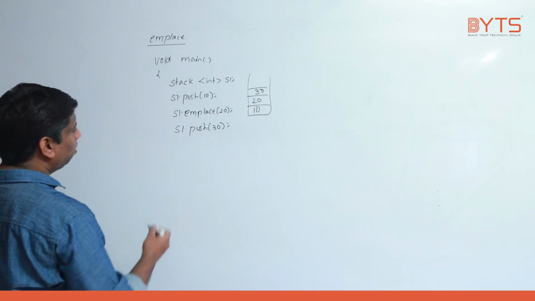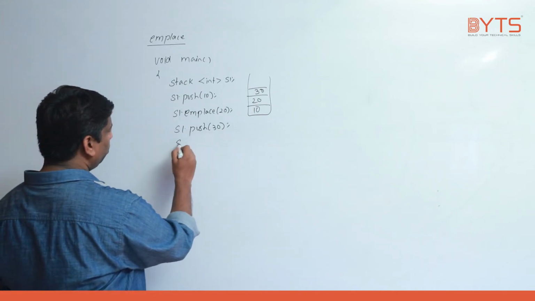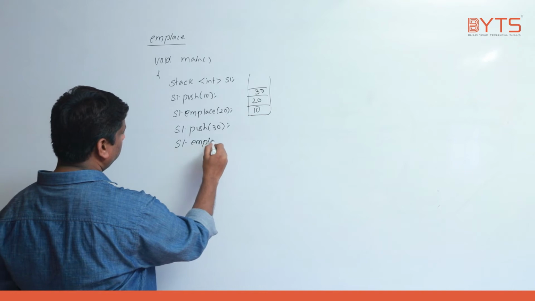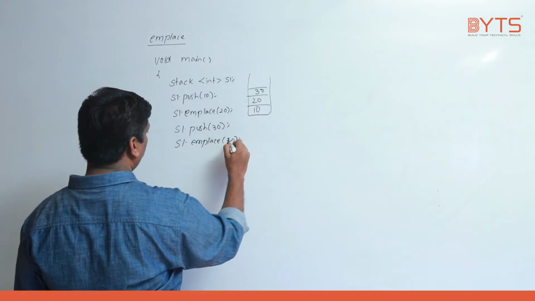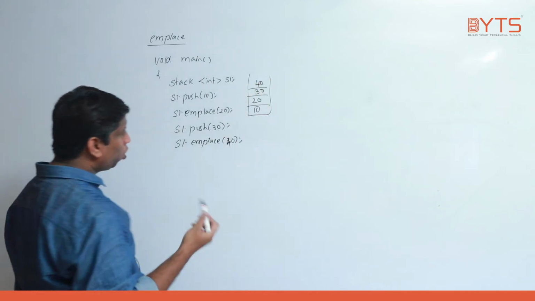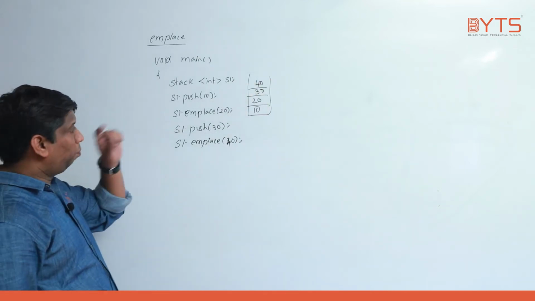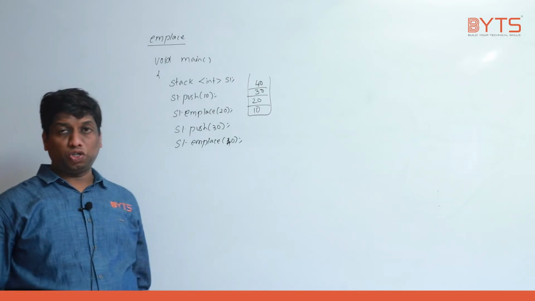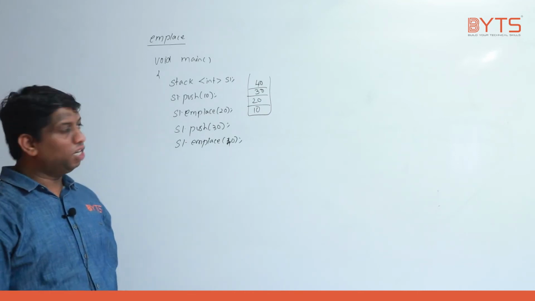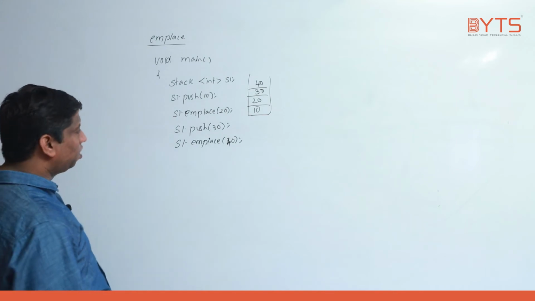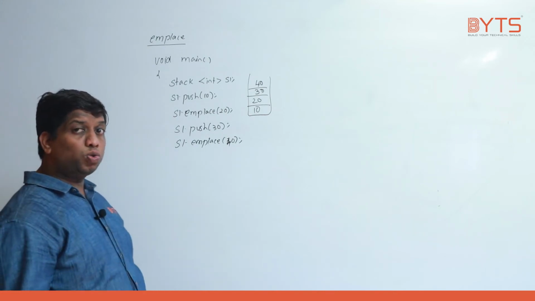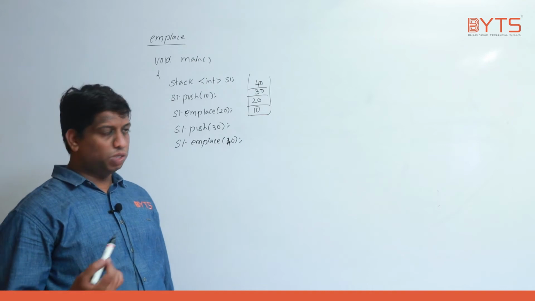Fine. See here. Next, s1.emplace(30). Okay, let me put this as 40. Now I want to print the values. Have you seen push also pushing the data, emplace is also pushing the data? Emplace is creating and pushing, but push is only pushing an already existing thing. Now I want to print the data. We will now use the size variable.